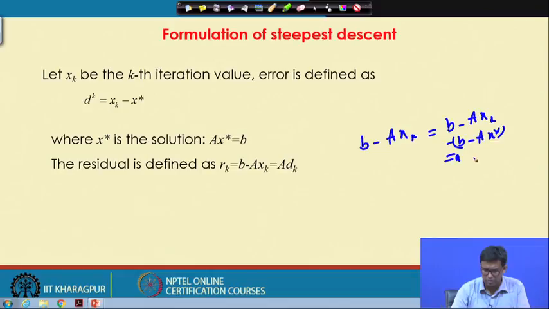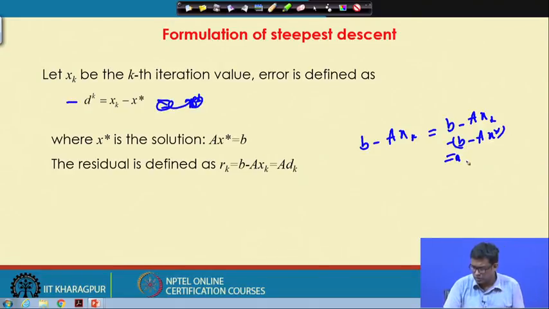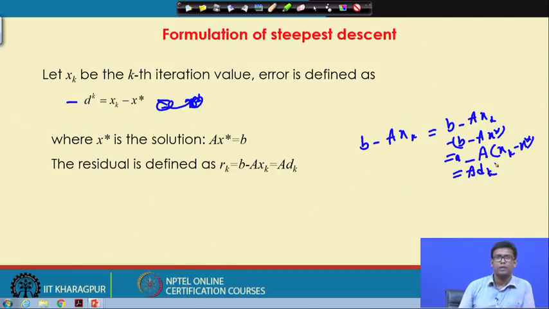There is a small sign convention issue. r k is b minus A x k. So, let us define this as x star minus x k, which is minus d k, then it should come out. So, this is minus of A into x k minus x star, which is A into d k. So, let us define minus d k as x k minus x star.